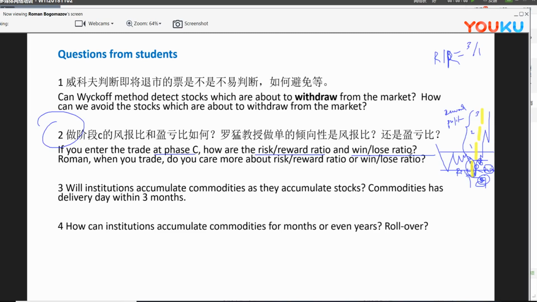And there are two questions here actually. One of them is asking, what's the win loss ratio at phase C? And this is a very interesting question because in different markets you're going to have a different rate.